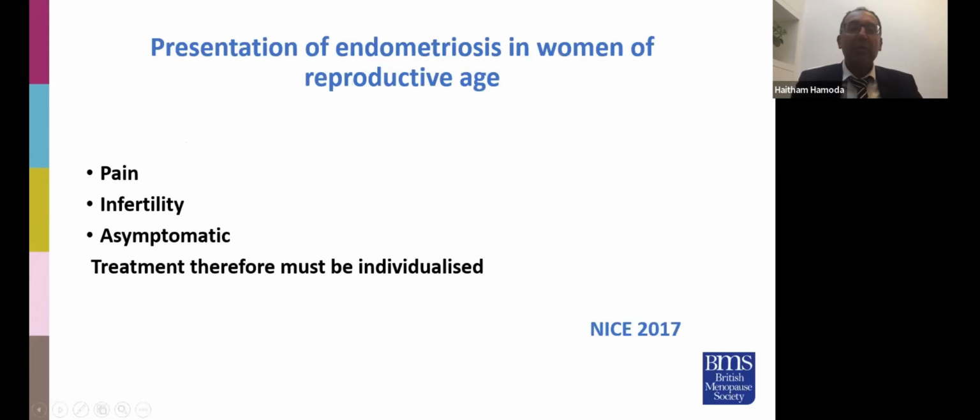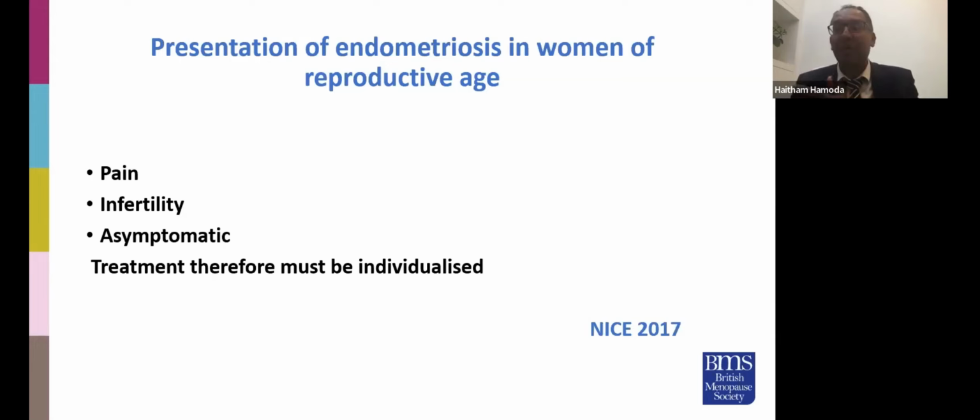So how do people present who have endometriosis? The presentation can vary, and as a result, the treatment would vary with that as well. So you can say that pain is the common symptom that people present with, and that could be pain, generally speaking, before the menstrual period, or during the menstrual period, or pain with intercourse, or it can be infertility as a result of the inflammation and the scarring that forms with endometriosis.